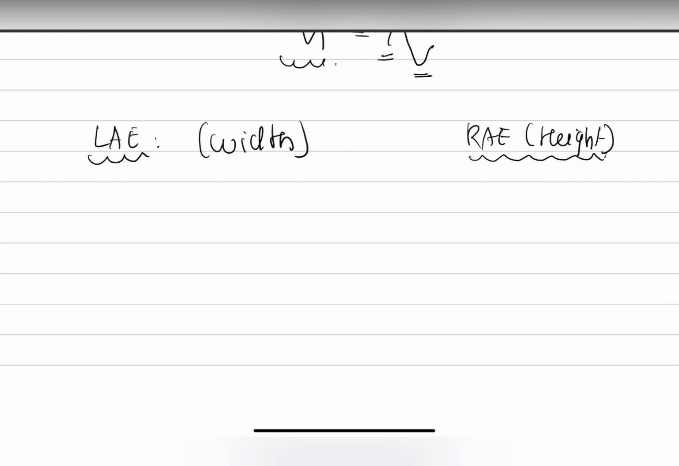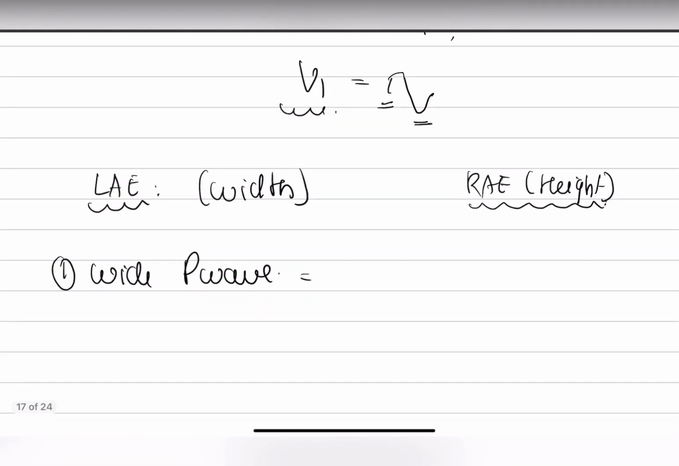So left atrial enlargement will produce a few characteristic changes. The first one will be a wide P wave. We said that the P wave will normally be up to 2.5 small boxes. Here the P wave will be 3 or more than 3 small boxes, that is greater than or equal to 120 milliseconds. You know, one small box is equal to 40 milliseconds.